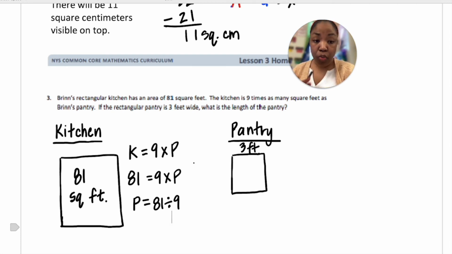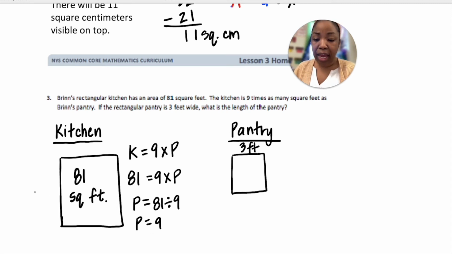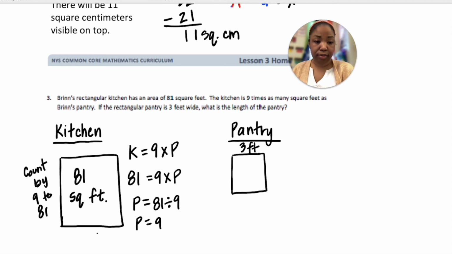But what I do to one side of the equal sign, I have to do to the other side. So on the other side, I'm going to also divide that by 9. That makes the area of the pantry 81 divided by 9, which is 9. And I can get 81 divided by 9 by counting by 9 to 81. So now I know that the pantry is 9 square feet.